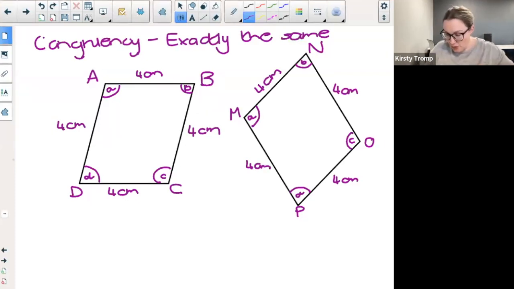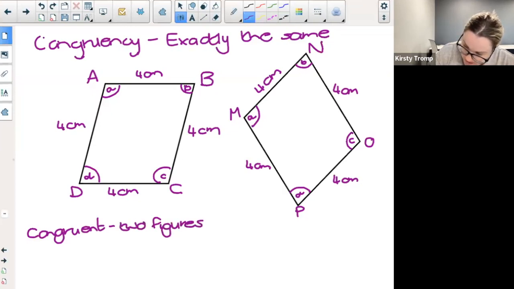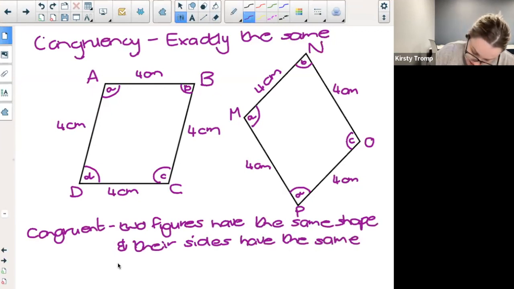Okay, so if I have a congruent shape, what does the word congruent mean? All right, congruent means that the two figures have the same shape and their sides have the same size. Okay, so if they're congruent, they're exactly the same.